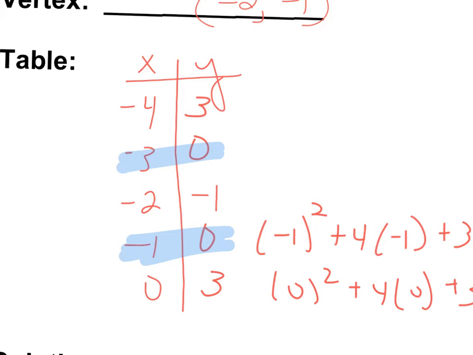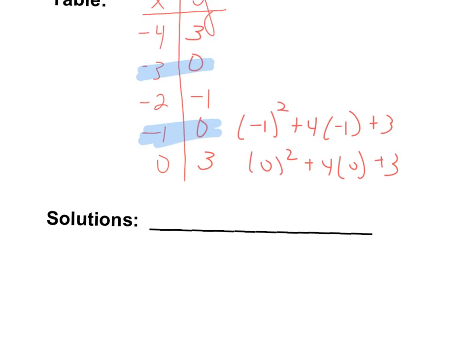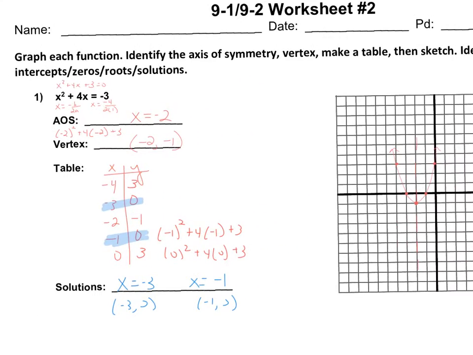Okay, so down here on my solutions, I've got x equals negative 3 and x equals negative 1. Now, if you want to put negative 3, 0 and negative 1, 0, that is the same thing. Okay, so take a quick look. Remember, if a is positive, this a value, it should open up. It opens up. Yay, we did a good job.